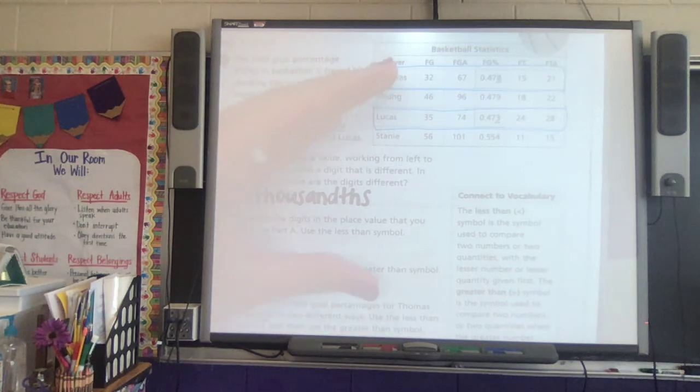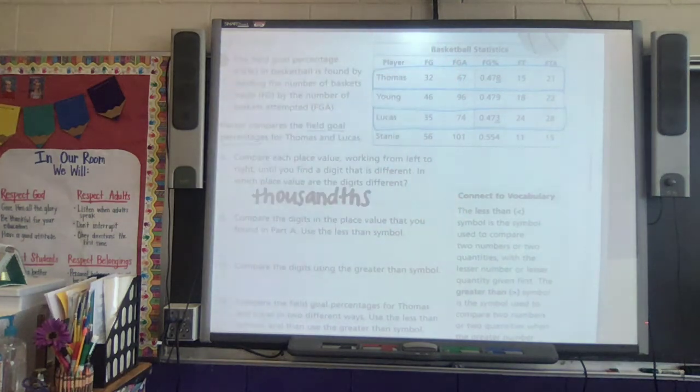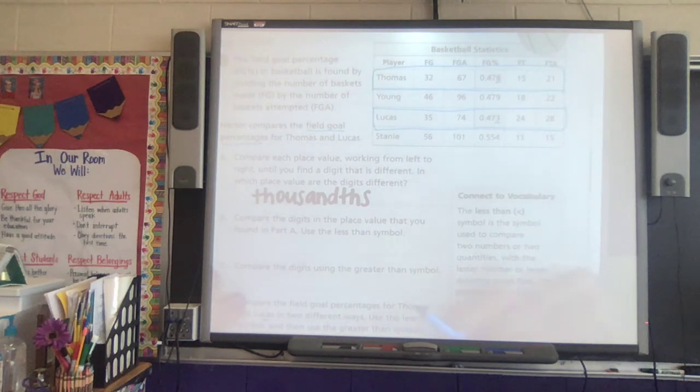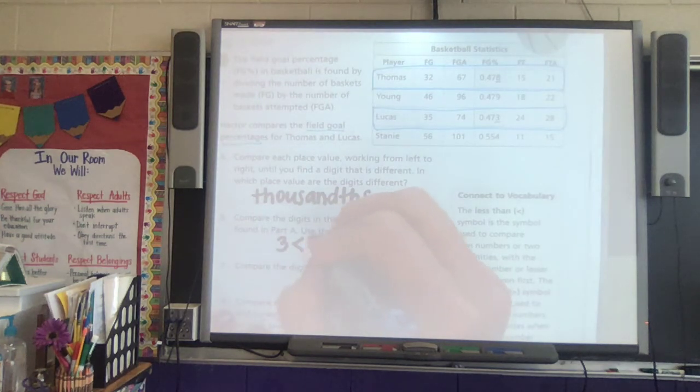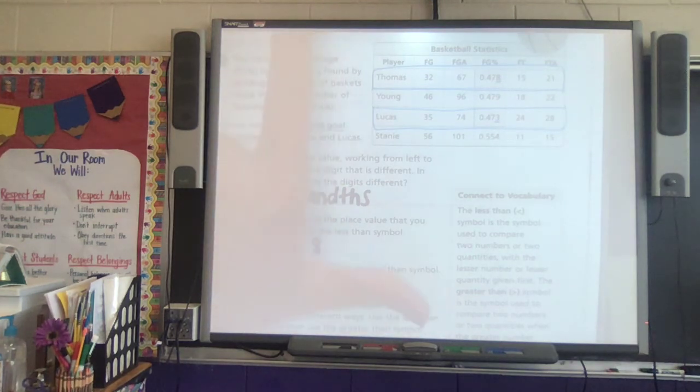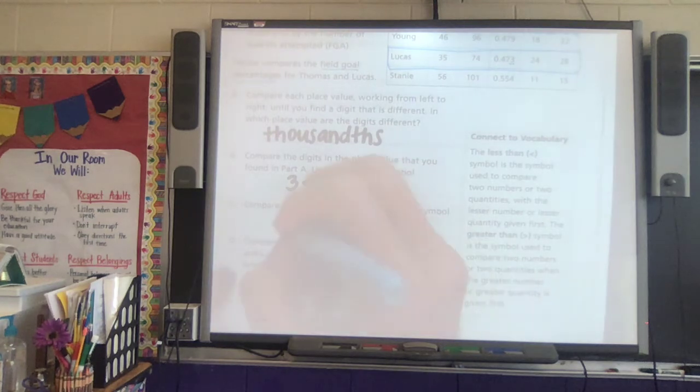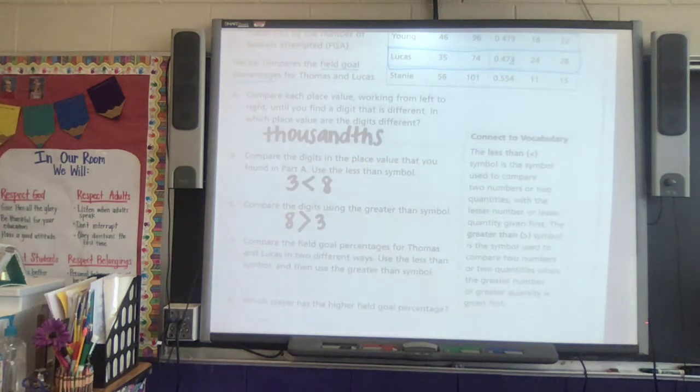Remember, less than, here's my hand, is always made with your left hand. So which one of those is smaller, 3 or 8? We would say 3. 3 is less than 8. Okay? Less than, I always say, is made with your left hand. Less than always points that way. Compare the digits using the greater than symbol. Same digits. So 8 is greater than 3. Compare the field goal percentages in two different ways. Use the less than and use the greater than.